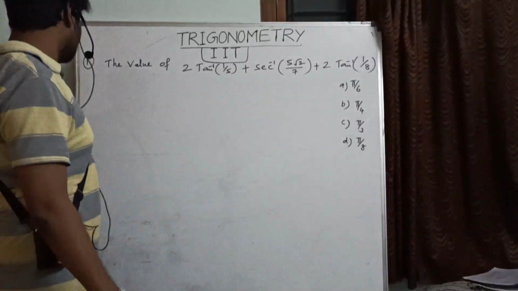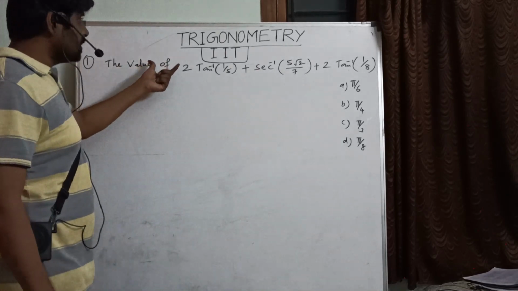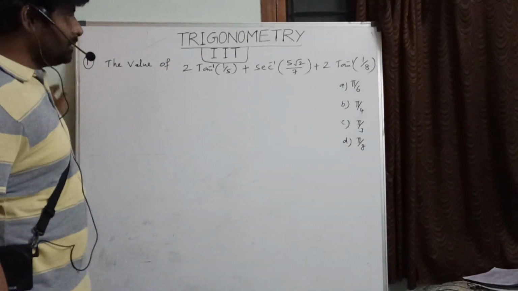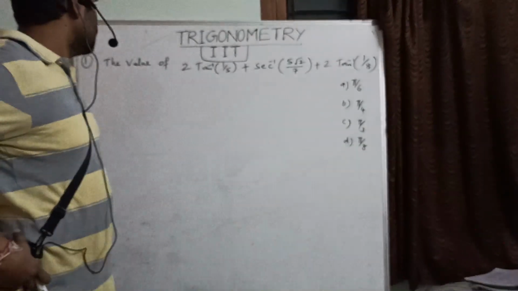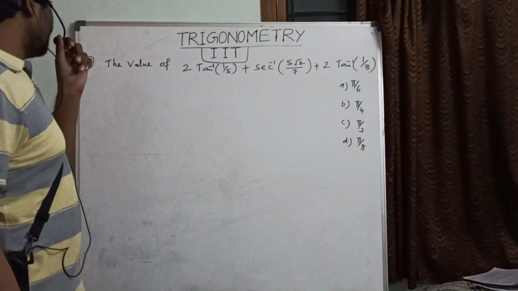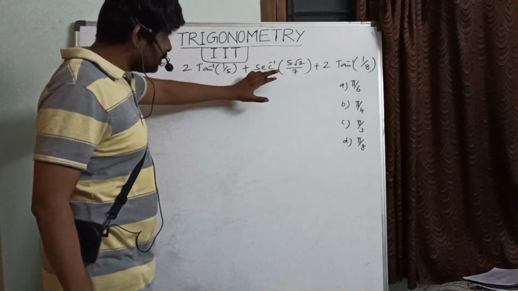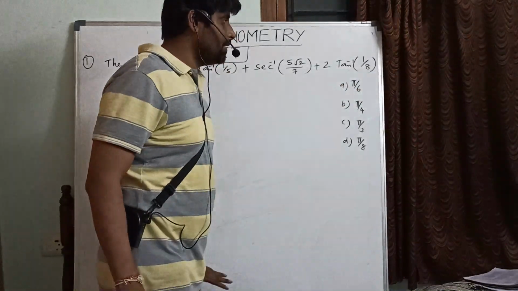Okay. So let us have a look at this question. In this, trigonometric ratios, trigonometric transformations and inverse trigonometric functions also will come. Okay. So 2 tan inverse of 1 by 5 plus secant inverse of 5 root 2 by 7 plus 2 tan inverse of 1 by 8.